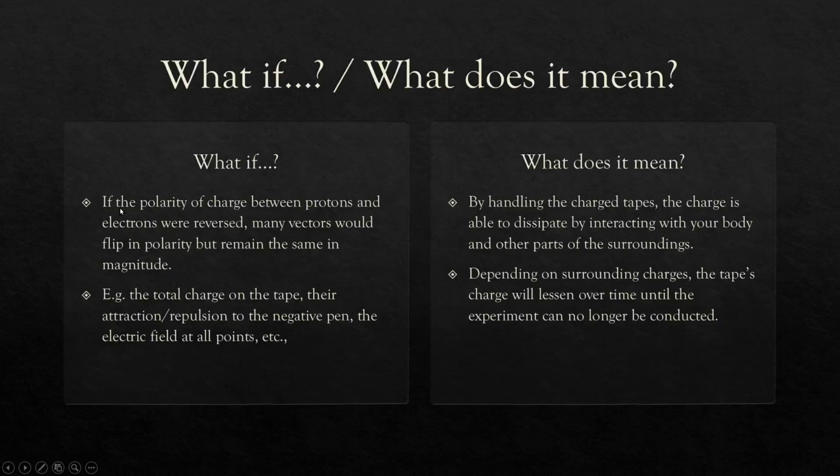So, what if the polarity of charge between electrons and protons were reversed? We would just see the numbers reverse their polarity, like go from positive to negative or vice versa, in terms of many of the vectors, like charge and electric field. But the overall values would stay the same. And what does it mean? By handling the charged tapes, we were dissipating some of the charge, therefore making our measurements weaker and unreliable, and that's what that did.